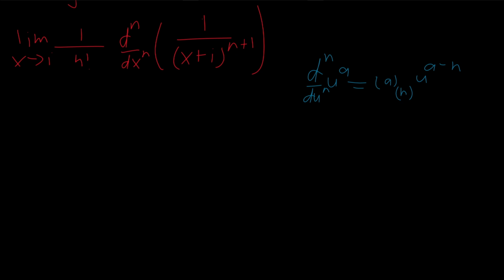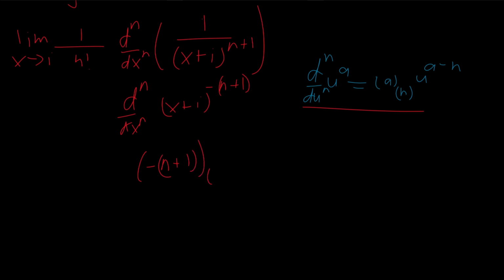So applying this directly here, what we have is d over dx to the n, and then we have an x plus I to the negative n plus 1. And I'm writing it like that for a very specific reason, because it is rather important. So what we're going to do then is just pattern match this formula right here. Well, our a right here is just going to be this negative n plus 1.